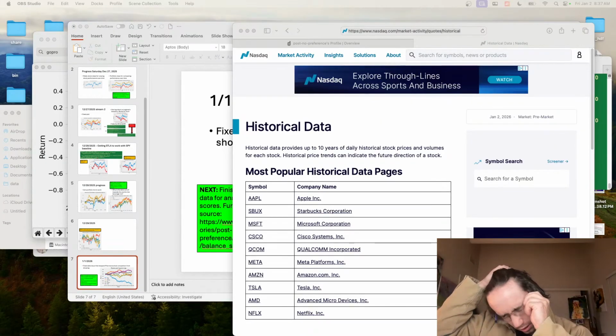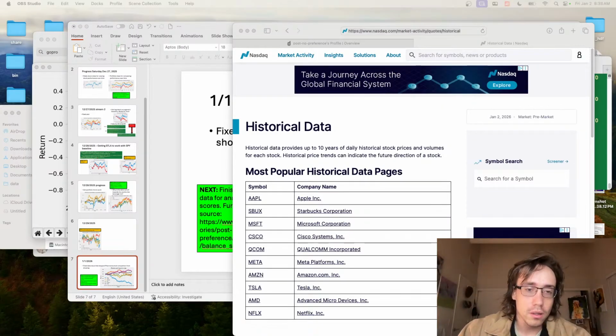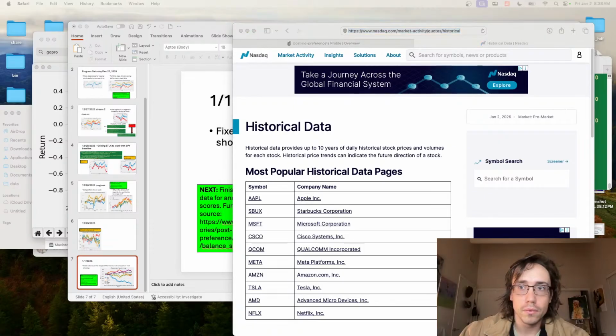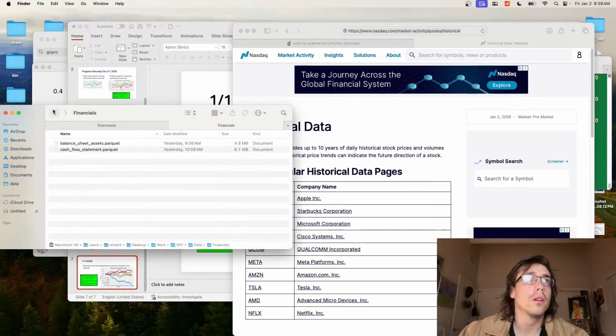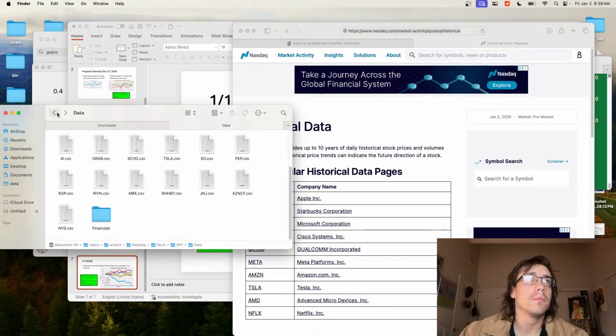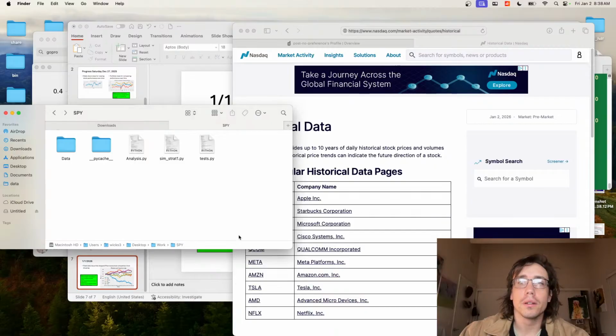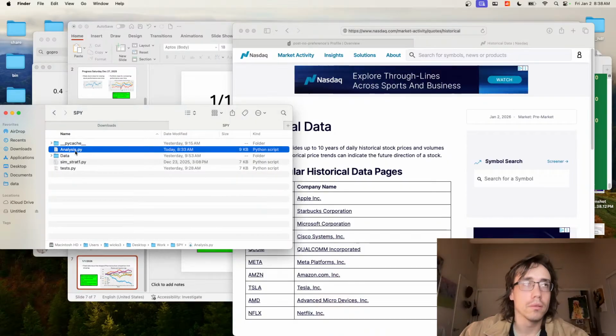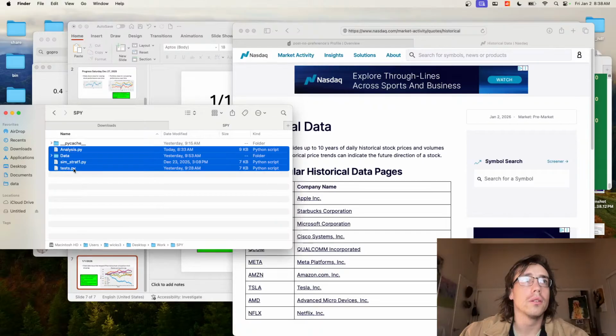Let's see where we left off yesterday. All right, so the first thing I want to do is add this to GitHub. Okay, so SPY, put those guys in, copy.